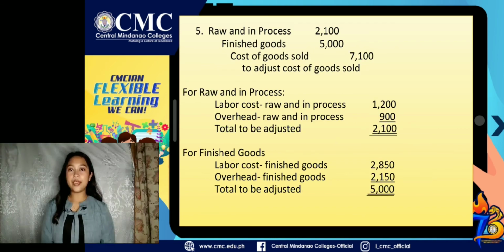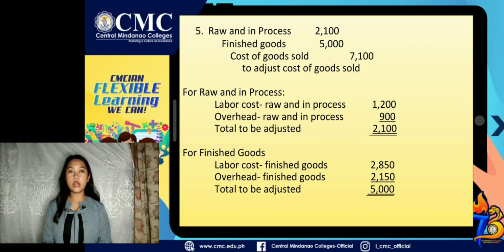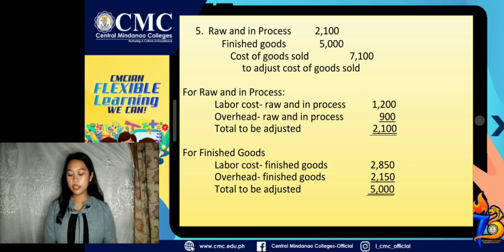And for number 5, the labor cost for raw and in process amounted to 1,200 and the overhead for raw and in process amounted to 900. So the total to be adjusted is 2,100. And for the finished goods, the labor cost is 2,850 and the overhead for finished goods amounted to 2,150. And the total to be adjusted is 5,000.